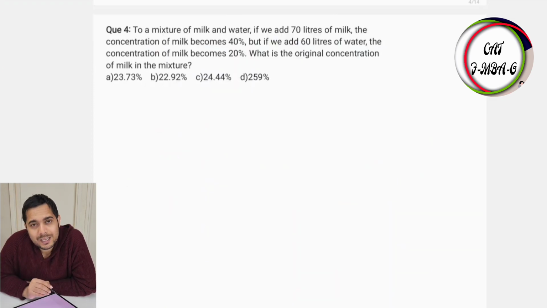So in this question, the milk and water ratio is given, and we have to calculate certain things. In MBA entrance exams, I have often seen milk and water given, acid and water given, paints given. These kinds of questions generally come. So let's see how to attempt this.